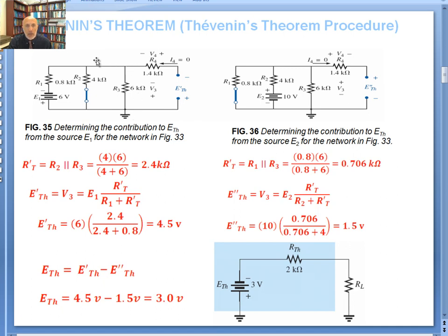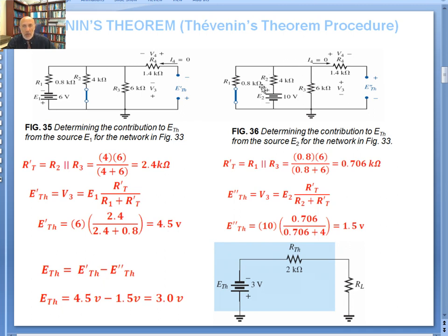V3, which is a parallel combination of R2 and R3. If I look at the parallel combination of those two, which is actually 2.4 kilo ohms, then 6 volts is going to split up between R1 and the 2.4 kilo ohm combination of those two in parallel. So that's a simple voltage divider. E Thevenin would then be equal to E1, which is 6 volts, with that polarity, plus or minus. You've got to pay attention to the polarity, times 2.4 divided by R1 plus R prime total, which is 2.4K. That gives you 4.5 volts.